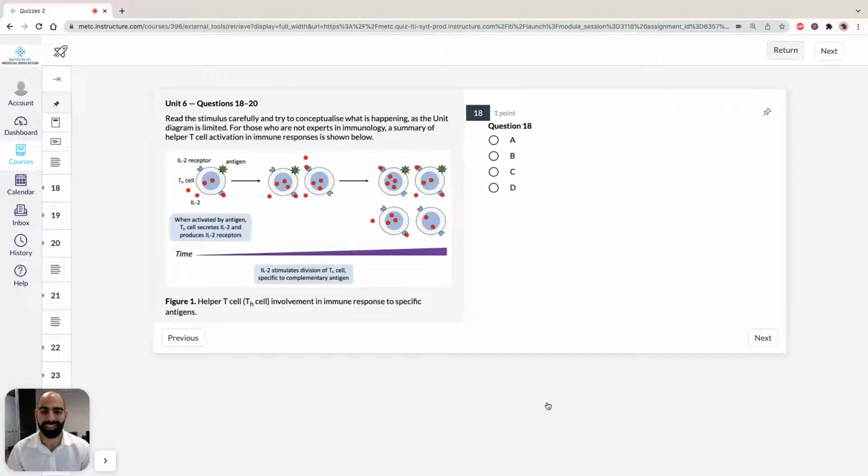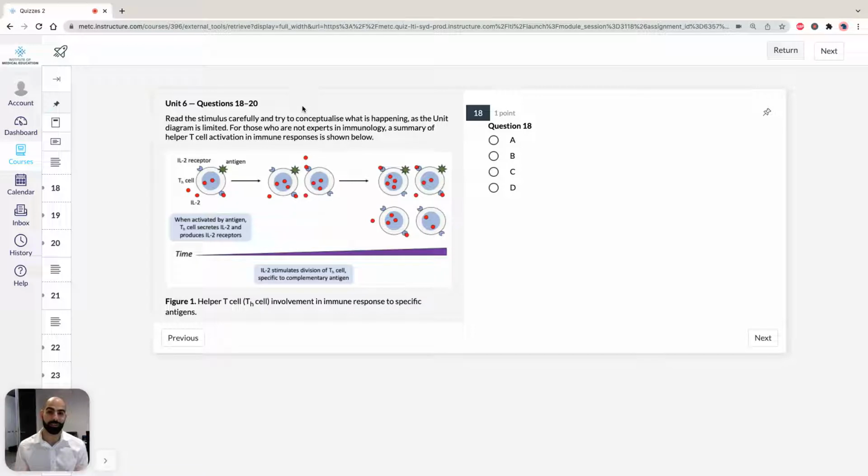Hi, I'm Hassan, the lecturer here at the Institute of Medical Education, and today we're going to take a look at solutions to Section 3 of ACER's GAMSAT Pink Booklet, Practice Test 3, specifically Unit 6, questions 18 to 20. And in this unit, we're going to take a look at some immunology. Well, it is watered down immunology, but it's still important because we're just going to discuss helper T cells.